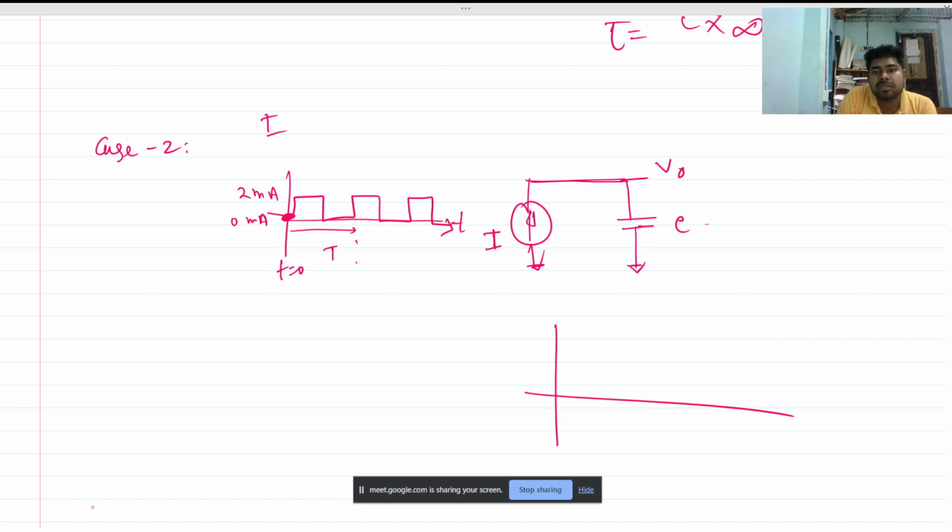Then what will be the voltage across the capacitor? This will be nothing but 0 by C into T at this point, so the initial value of this voltage is 0. Now when it is 2 milliamps, a constant current is flowing, but at t equals 0 the frequency is infinity, so the capacitor cannot draw infinite current from a constant source. So the capacitor will charge like previously in this way, and this will be 2 milliamps by C into T by 2.